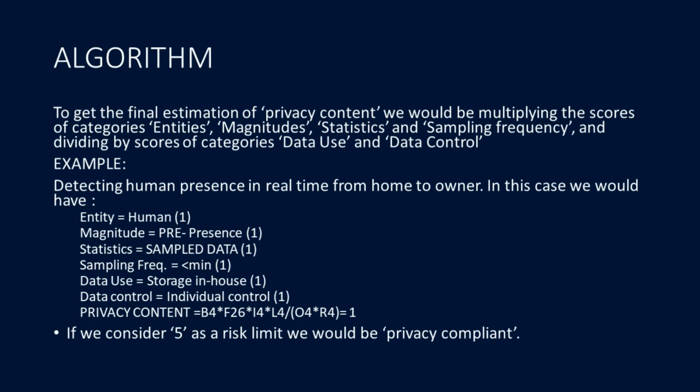An example could be this one: detecting human presence in real time from home to owner. In this case we would have entity equals human, score 1. Magnitude equals presence, score 1. Statistics equals sampled data, score 1. Sampling frequency equals less than a minute, score 1. Data use equals storage in-house, score 1. Data control equals individual control, score 1. The final value is 1. If we consider 5 as a risk limit, with this result we would classify it as privacy compliant, acceptable, or any other classification.